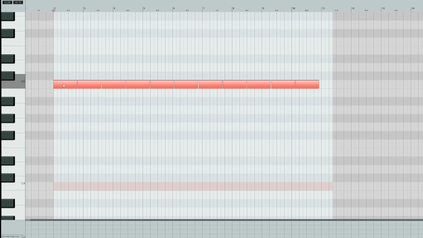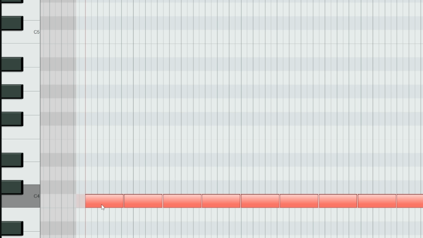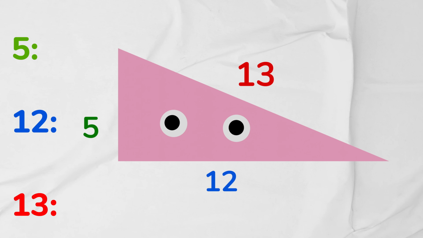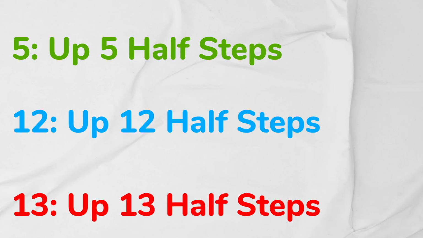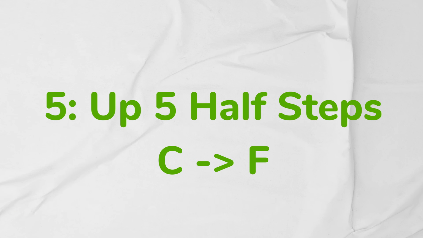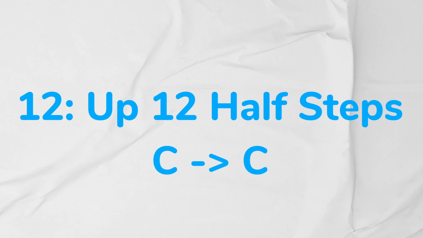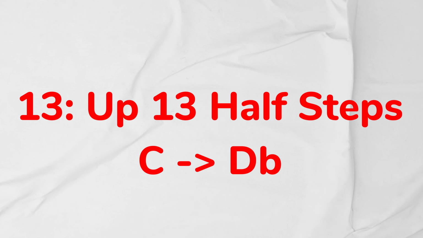Then I thought, what if I use these numbers to pick which notes were played? So I went back to the 5, 12, 13, set all the notes to C, and then used the Pythagorean numbers to transpose in half steps from C upwards. So for the rhythm playing in 5, I transposed up 5 half steps from C. And for the rhythm in 12, I transposed up 12 half steps. And for the rhythm in 13, I transposed up 13 half steps.